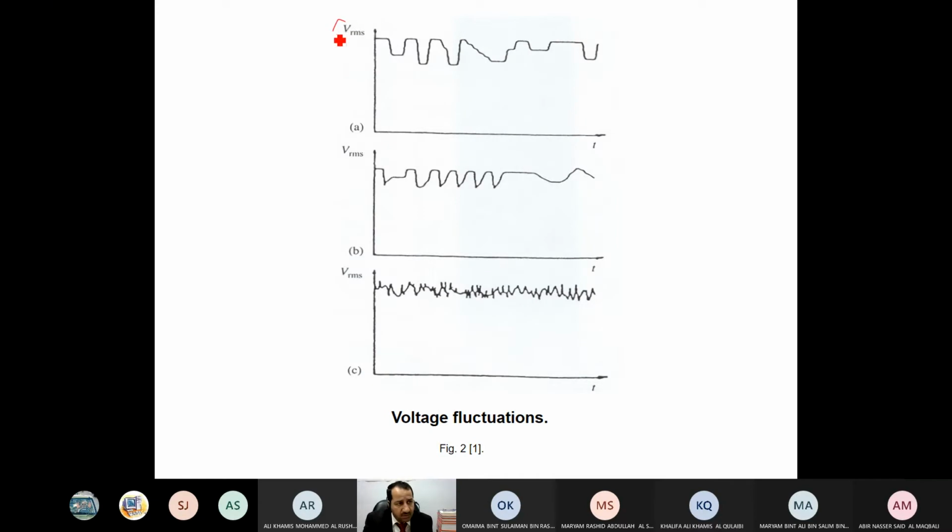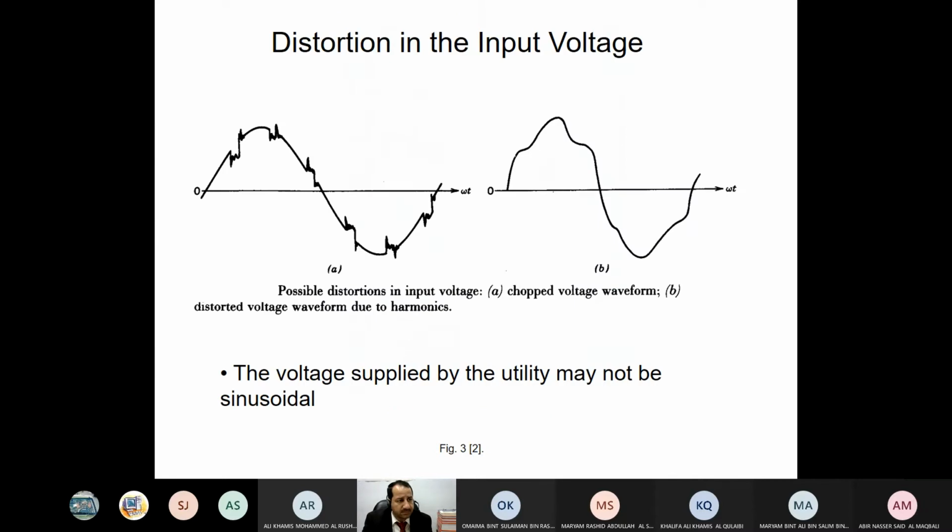Fluctuation, this is RMS now, not waveform, RMS. The RMS is supposed to be constant, but what happens is sometimes it goes down, fluctuates. And this is another fluctuation, a sharp fluctuation. This is chopped in voltage.